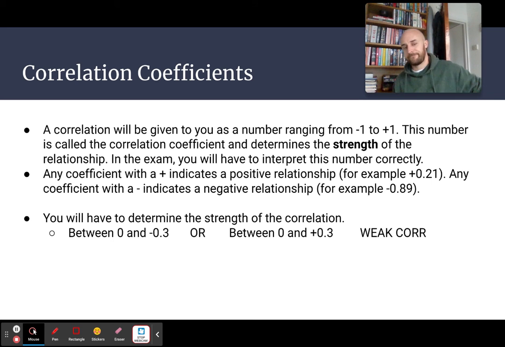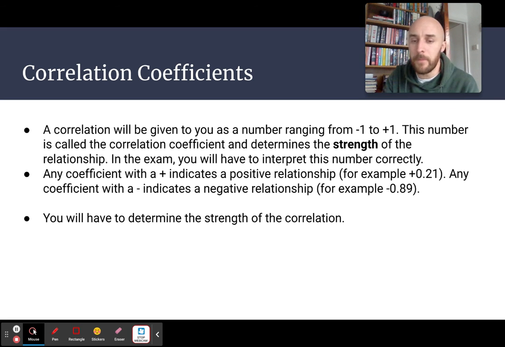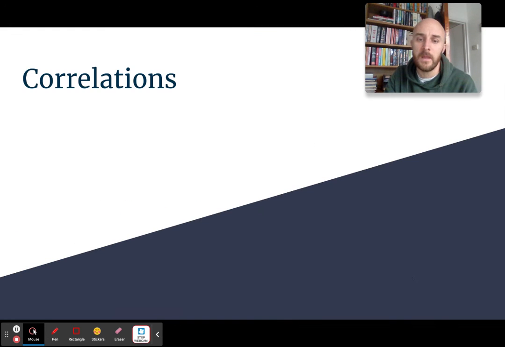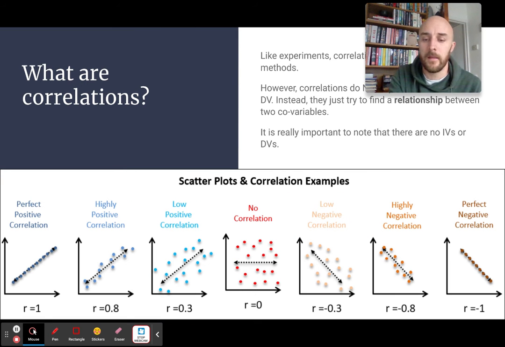So, these are the statistics I use. Other teachers sometimes do use other ones. But any number between 0 and -0.3 or 0 and +0.3, you would consider to be a weak correlation. If we go all the way back to the beginning, this is what a -0.3 looks like.